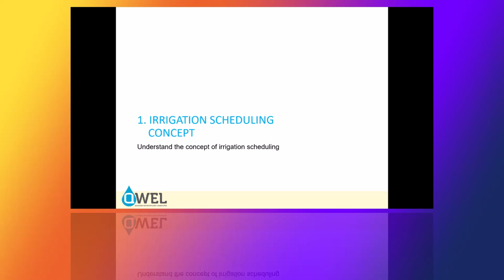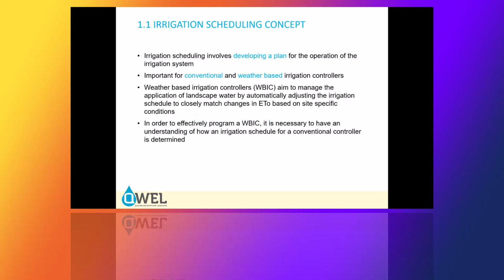So here's section 1, irrigation scheduling, the concepts behind it. We do want to understand the importance of basic irrigation scheduling for programming both conventional controllers and WBICs. Irrigation scheduling involves the development of a plan for the operation of the irrigation system, so it's important to understand irrigation scheduling in order to program both types of controllers. The weather-based irrigation controllers aim to manage the application of landscape water by automatically adjusting the irrigation schedule to closely match changes in ETo based upon site-specific conditions.